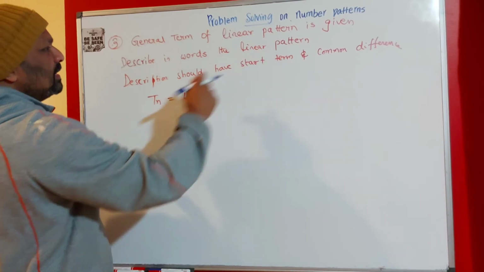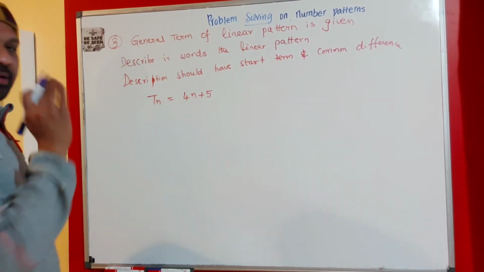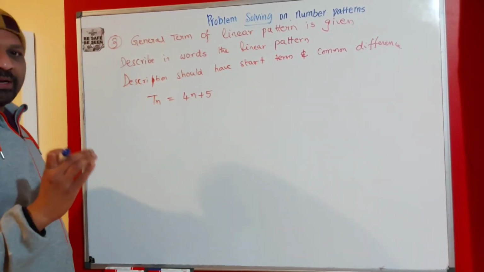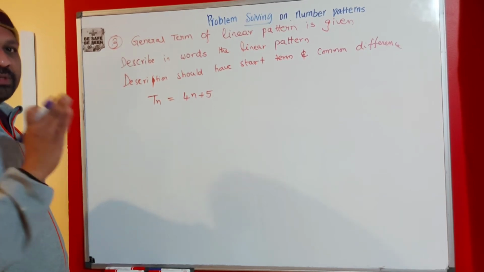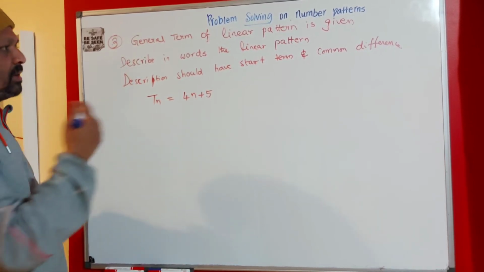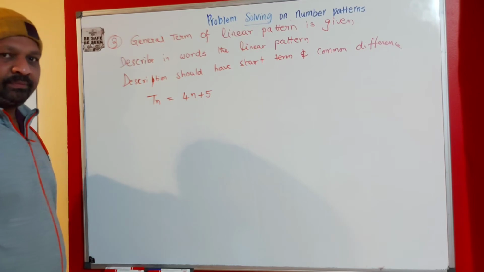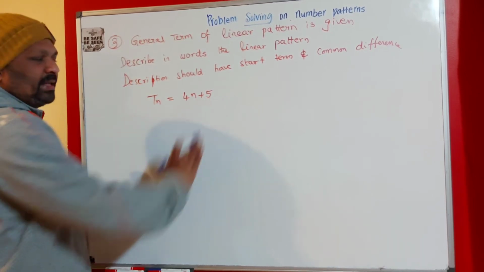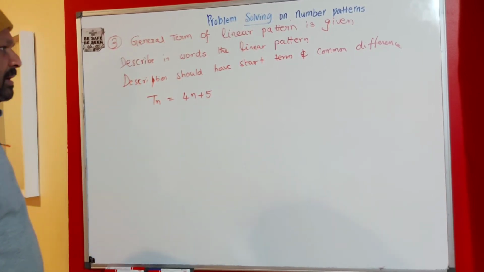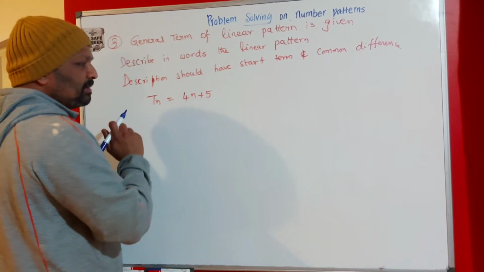So describe in words the linear pattern. The description should say, I have so and so linear pattern whose first term is so and so and whose common difference is so and so. That's how you have to describe the given linear pattern. This is the general term for the given linear pattern.